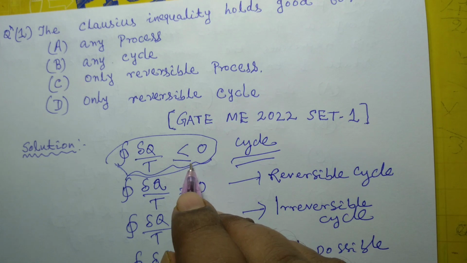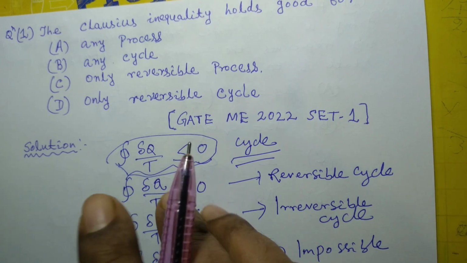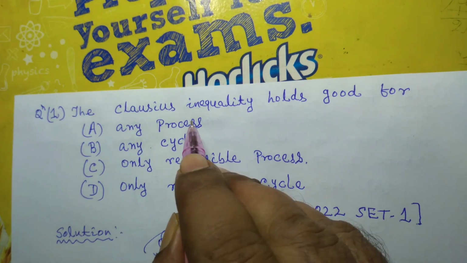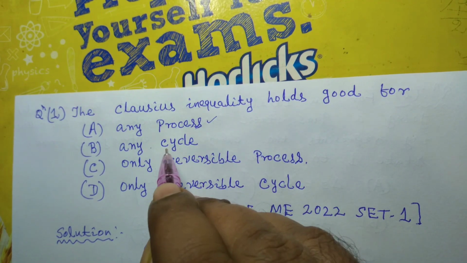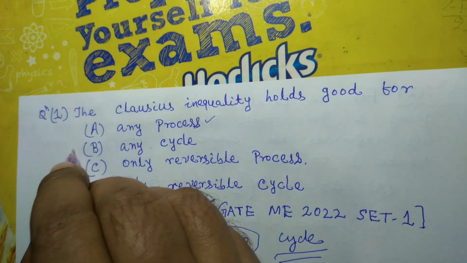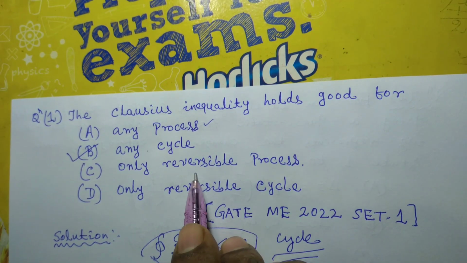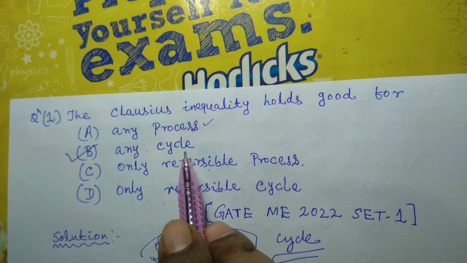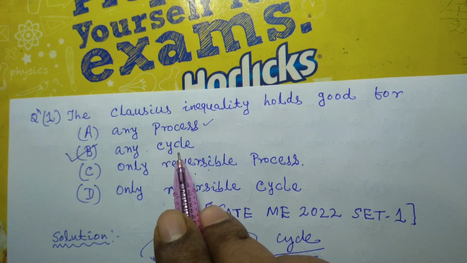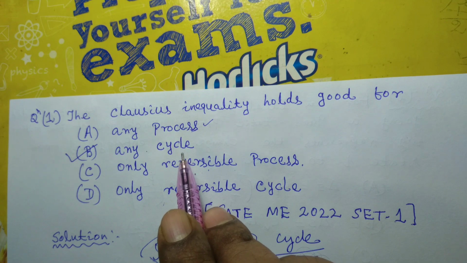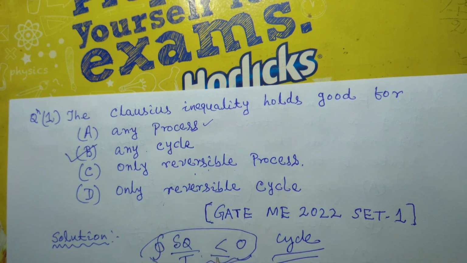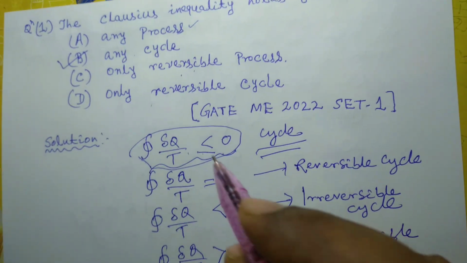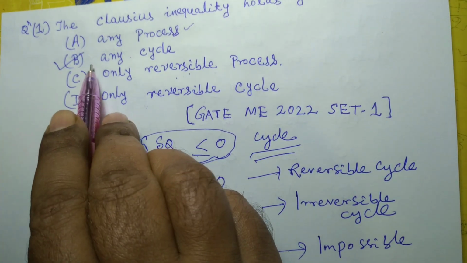It is not applicable for any process. So out of the given options, it's not valid for any process, and it is valid for any cycle. It is not valid only for a reversible process, and not valid only for a reversible cycle, it is also valid for an irreversible cycle. So it is valid both for reversible and irreversible cycle, and when it is greater than 0 the cycle is impossible. So option B is the correct answer.